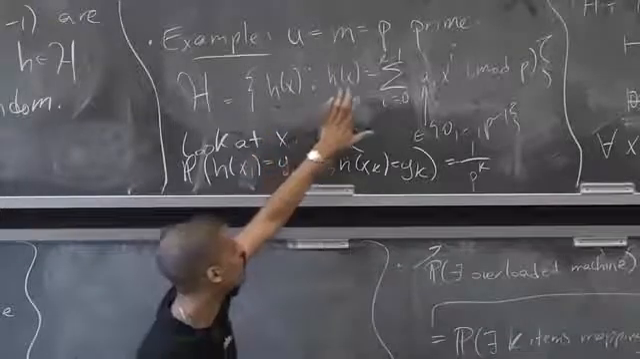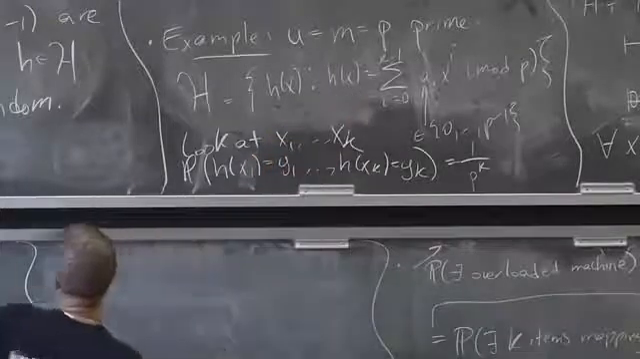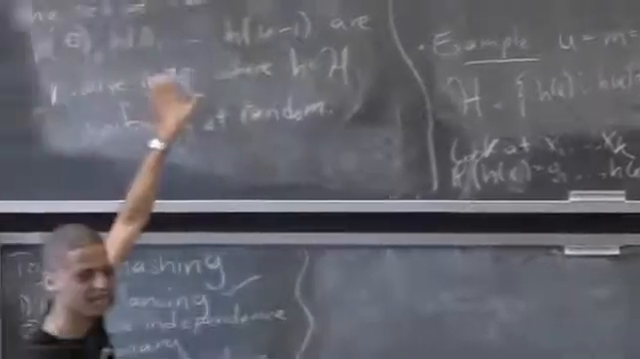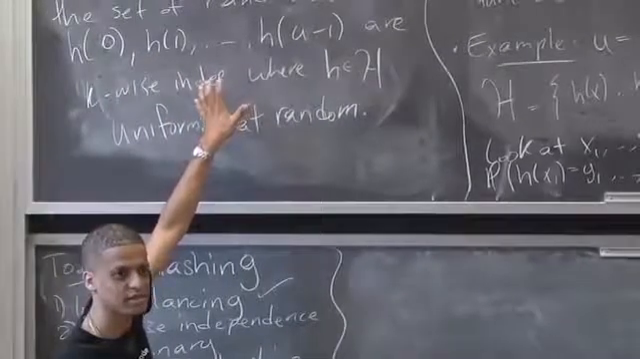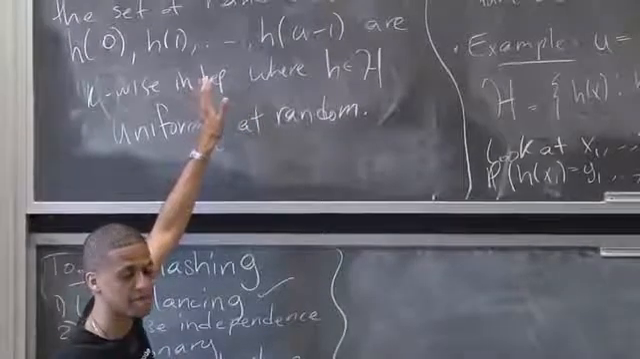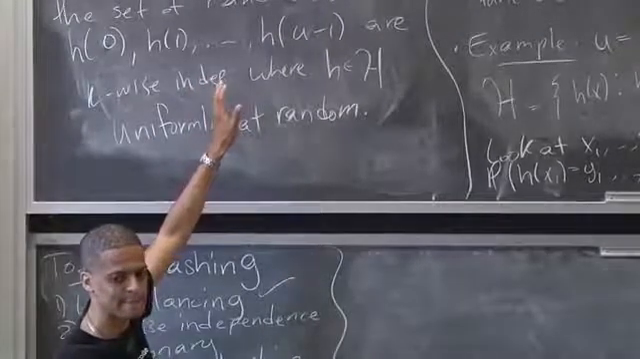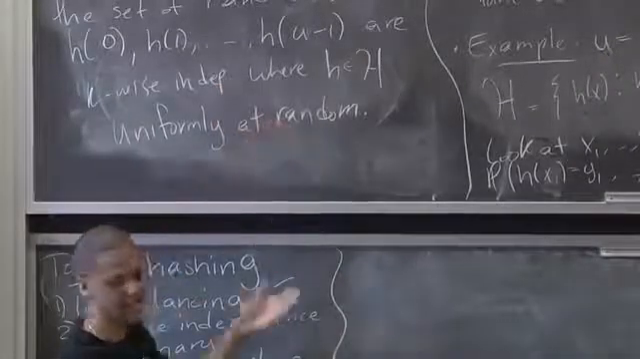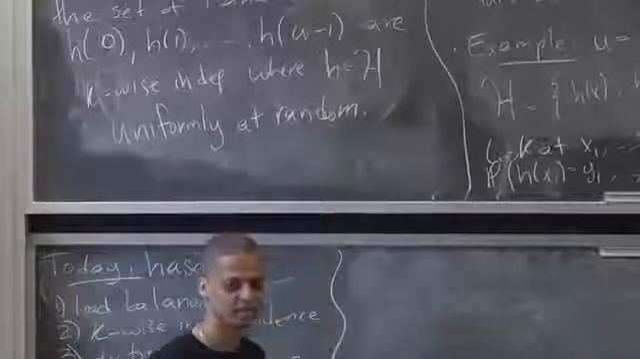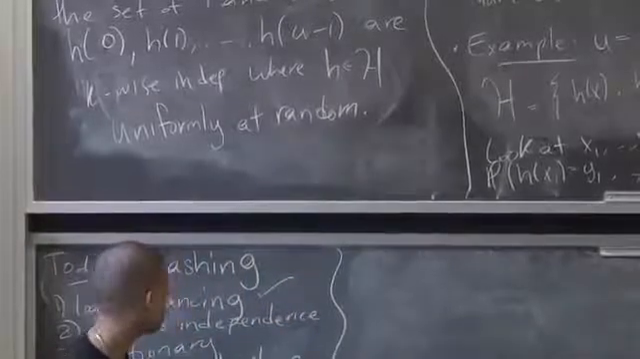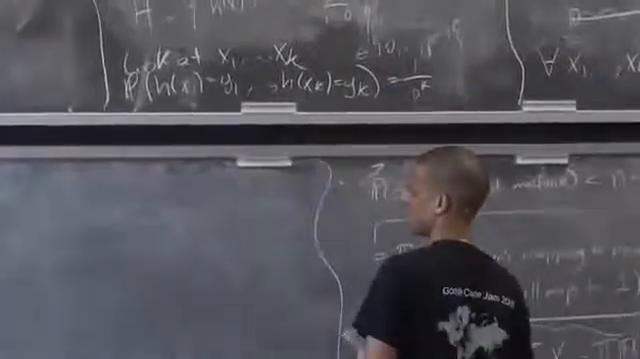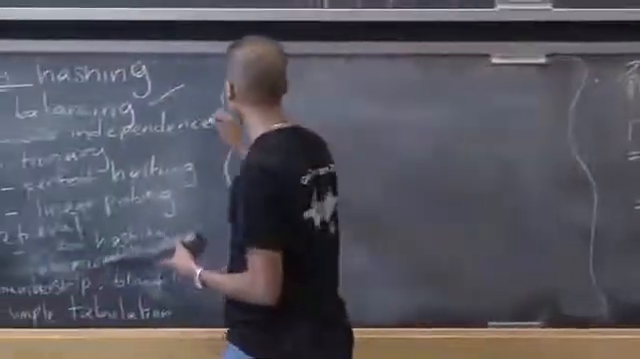If you pick a random h like this, and you write down h of 0, h of 1, et cetera, why are these not fully independent random variables? If you pick the first k, then the next one is determined. If you pick any k, the next one is determined, again by polynomial interpolation, right? Okay, good. So that's all I want to say about k-wise independence.